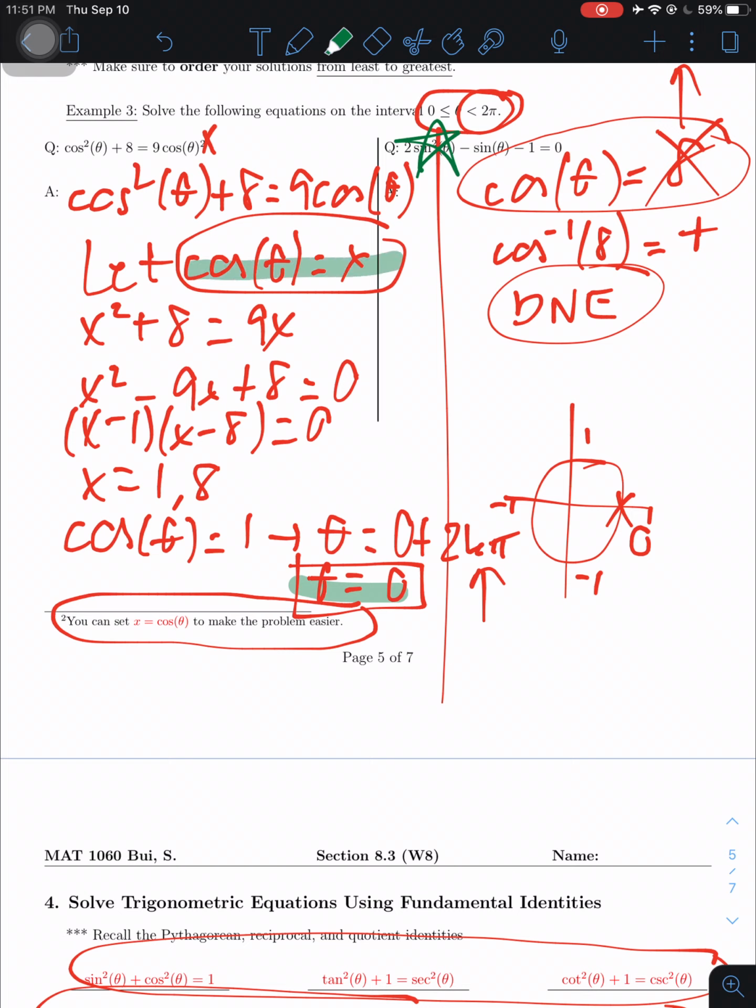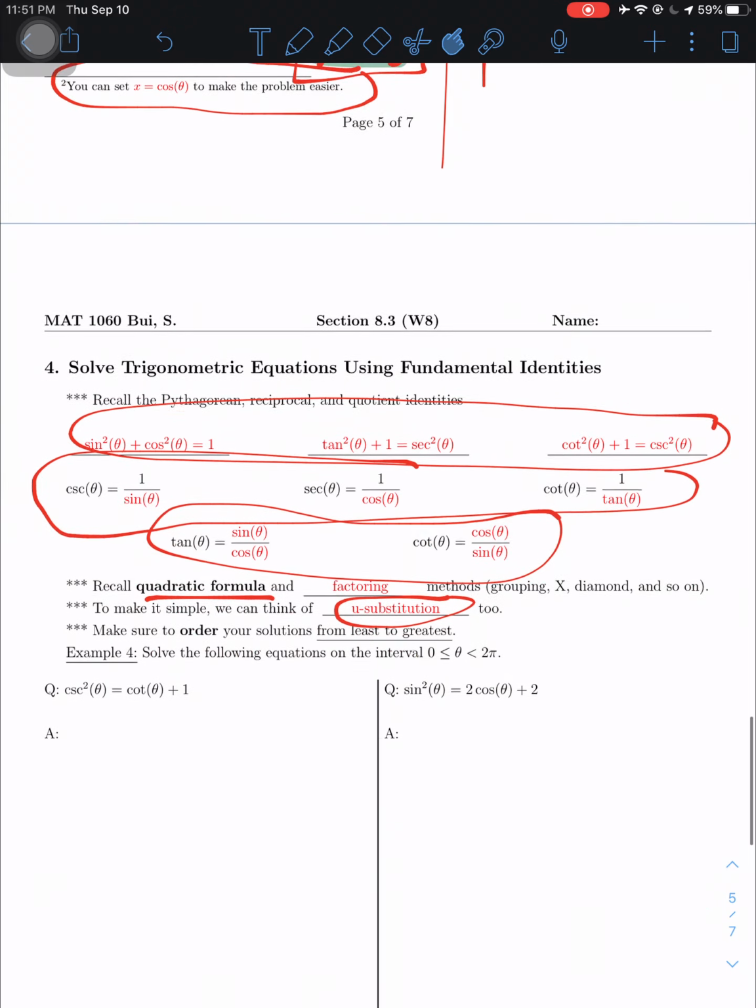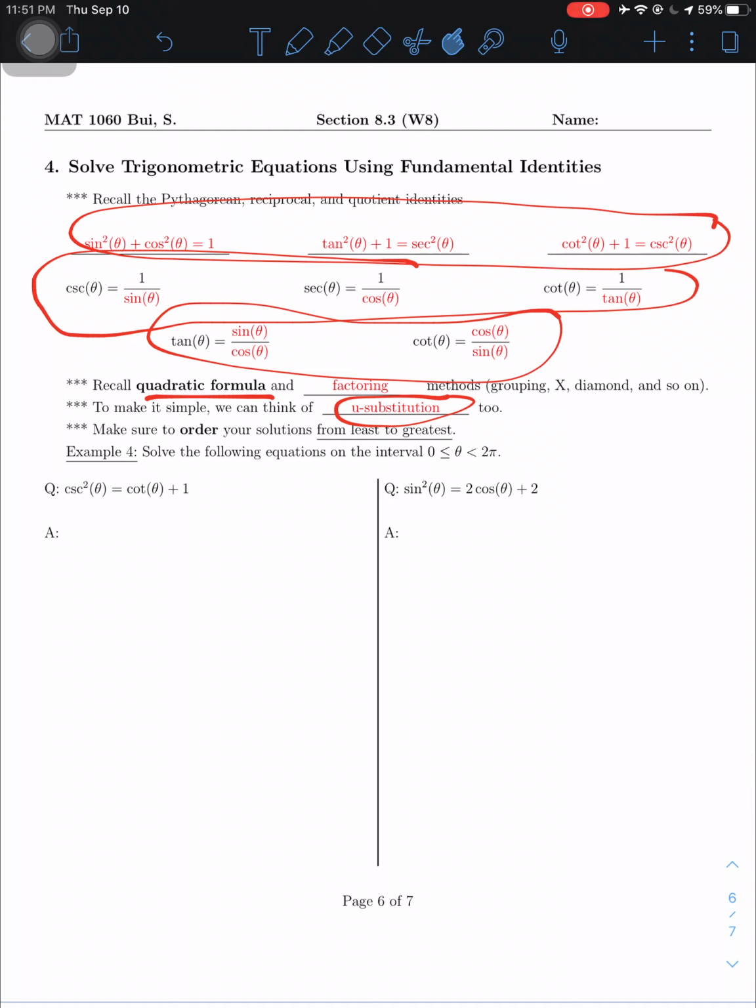I use X in here to make it easier, right? So I don't have to carry the cosine to the end of the problem. And that is really helpful too, at least for some people. And just to keep it formal, because we're doing math, I would like to keep the answers from least to greatest. But if you don't, I'm not going to mark you off, okay?